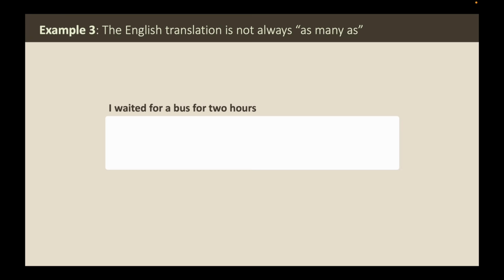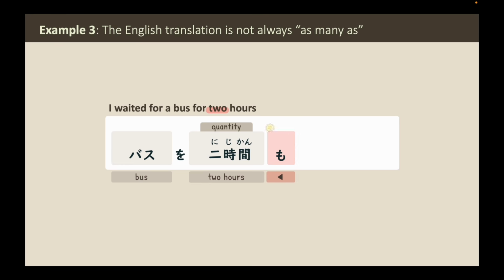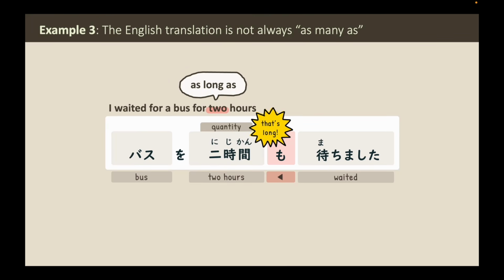Let's say you waited for a bus for 2 hours. How would you say it if you feel 2 hours was more than you expected? That would be, バスを2時間も待ちました. In this case, も can be translated as "as long as," and 2時間も expresses the feeling that 2 hours is a long time.